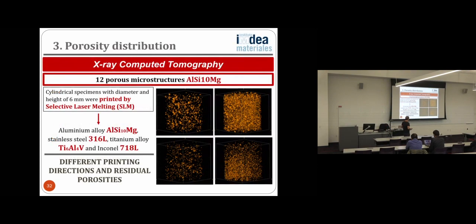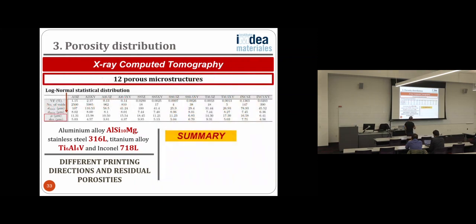Okay, so the porosity distribution. We have studied different materials, okay? Aluminum, stainless steel, titanium alloy, and Inconel. And in all cases, what we have done is to take the samples and we obtain X-ray tomographies, and then we obtain the distribution of porosity. I'm just showing here the porosity distribution for different samples, okay? That were also printed in different directions. So in total, we are analyzing all these porous microstructures.